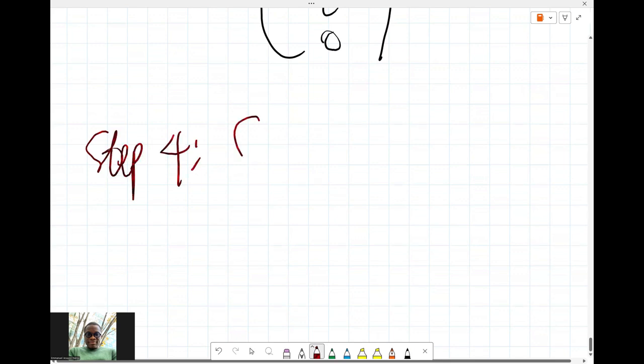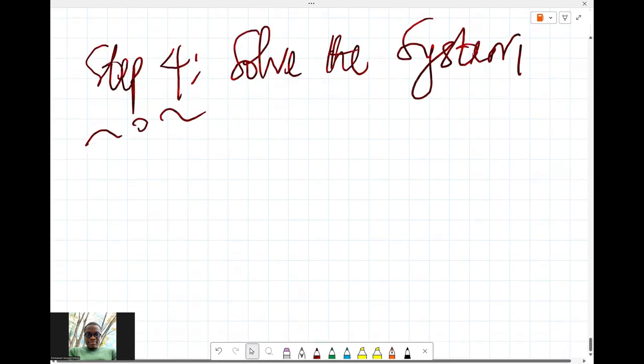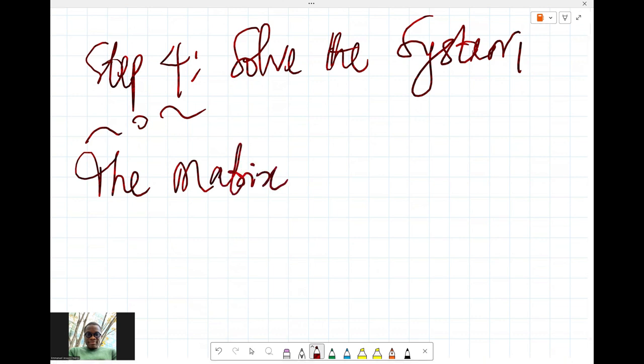So in step 4, we solve the system. Of course, I have a whole playlist on matrix, and we've done things relating to matrix a lot of times. So we need that idea here, which I'm not going to bother about because I'm just going to show how the Python does it.